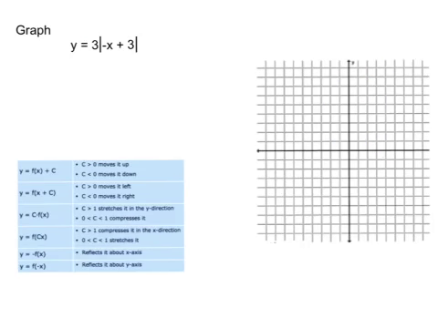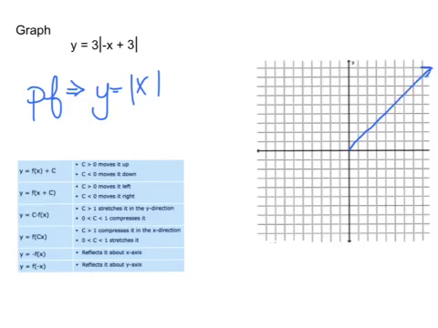Our last graphing is to graph y equals 3 times the absolute value of the opposite of x plus 3. Looking at this, we can say that our parent function is y equals the absolute value of x. So if we go ahead and graph that, our graph should be some variation of this blue line. Now let's see what's going to happen.